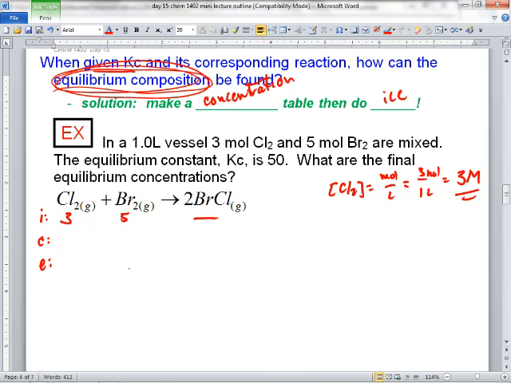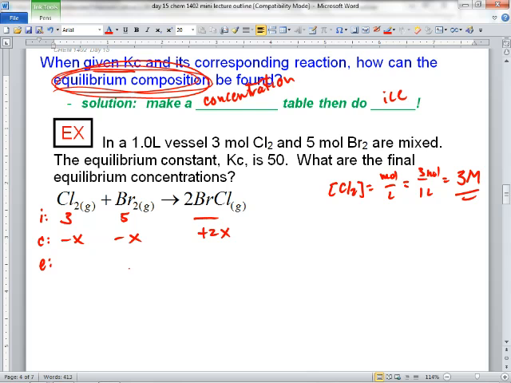Okay, the change row. Alexa, how are things going to change? Minus X? Yeah? Perfect. Excellent. Reactant change is negative. They're going down. Product positive. And she grabbed those stoichiometric coefficients.